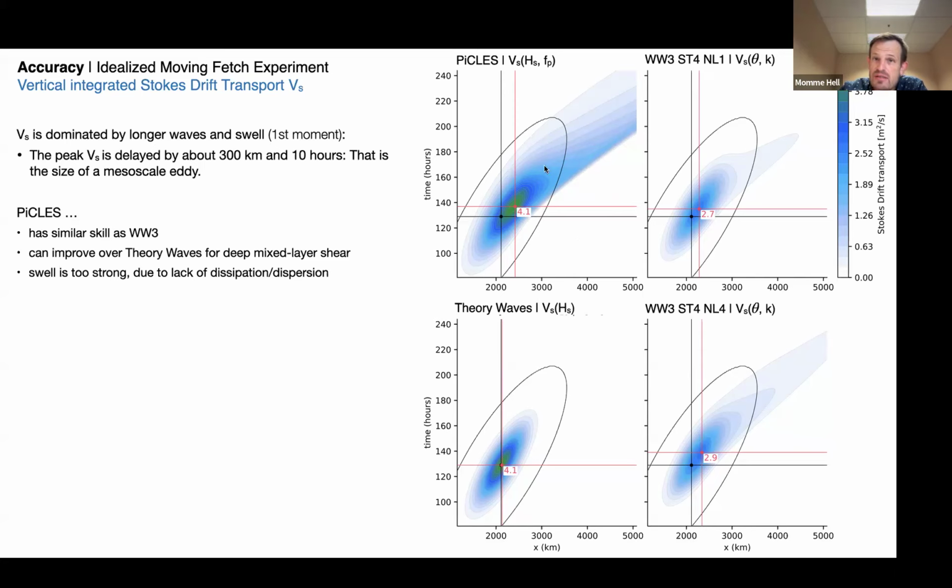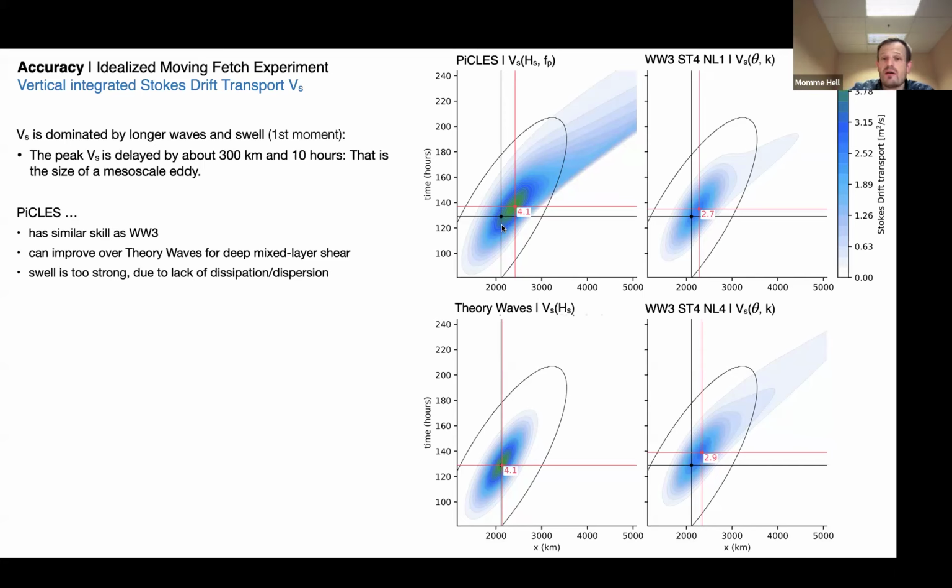I have an amplitude bias, I'm too strong, but we can get this displacement of the highest Stokes drift transport away from the highest wind speeds, right? So this is the center of the blob, but this is the place where the highest Stokes drift occurs. And this difference is about 300 kilometers or about 10 hours. That's the eddy scale, in an eddy resolving model. That means it's on the other side of the front, right?